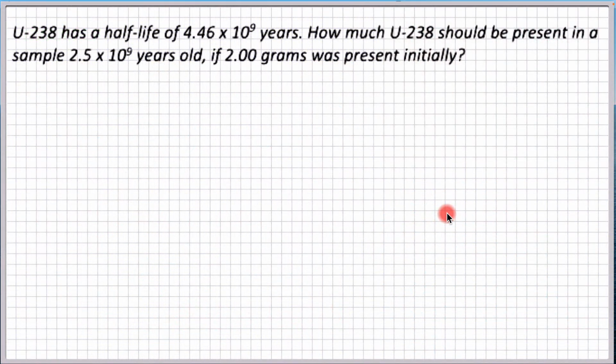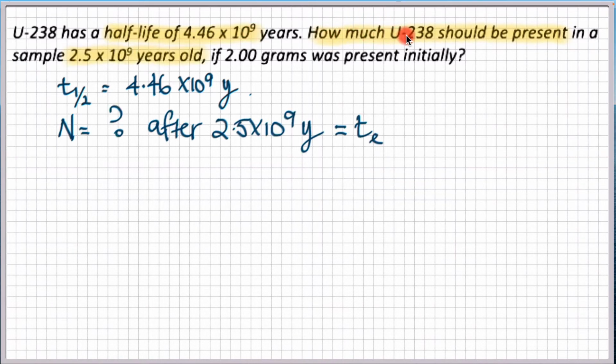Let's have a look at another type of problem, this time using the same relationships. We're told that uranium has a half-life of 4.46 by 10 to the 9 years. So we know that's constant, that's like clockwork. And we're asked to find out how much of that radioactive isotope that may be found in a particular sample would be present in a sample that was 2.5 by 10 to the 9 years old. So what is the value of N after 2.5 by 10 to the 9 years have elapsed? So that's our time elapsed.